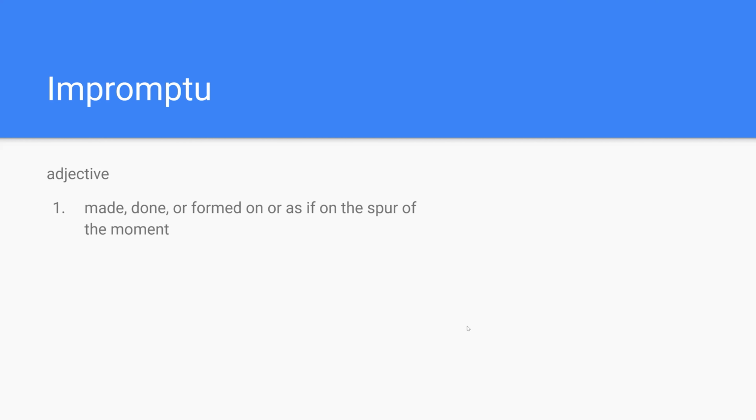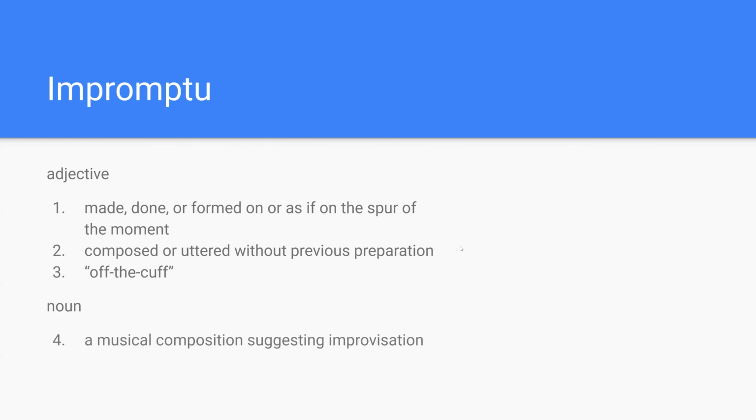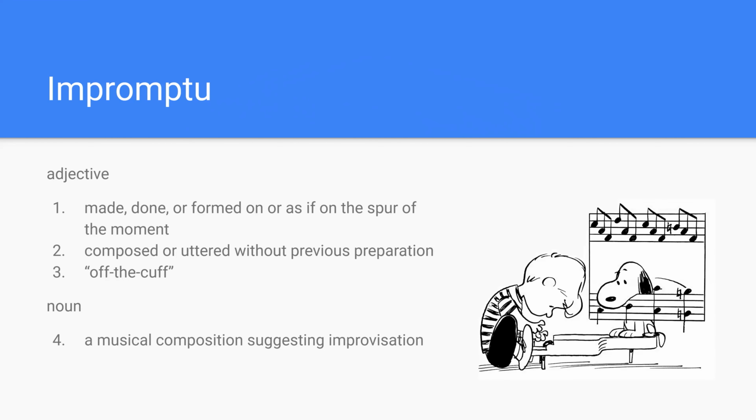Impromptu is an adjective that means made, done, or formed on or as if on the spur of the moment, or composed without previous preparation or off the cuff. And it could also refer to a musical composition for those of you who know a little bit about music. If you're playing something and you aren't really preparing anything ahead of time for it, it's an improvisation. There are some impromptus, like the Fantaisie-Impromptu, which are supposed to sound improvised but are actually written out.